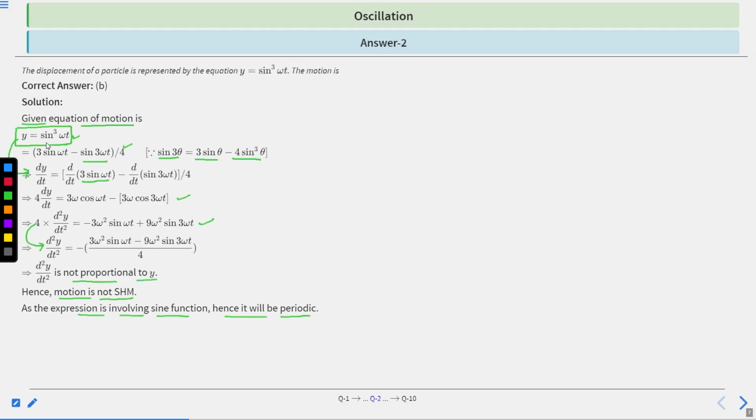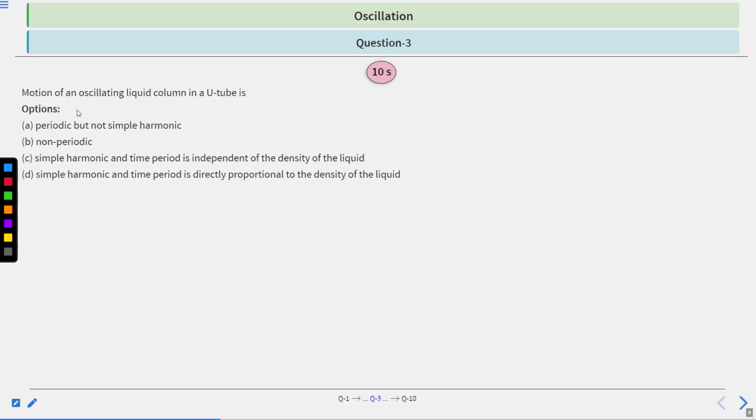Next question, question 3. Motion of an oscillating liquid column in a U tube is: Option A, periodic but not simple harmonic. Option B, non-periodic. Option C, simple harmonic and time period is independent of the density of the liquid. And option D, simple harmonic and time period is directly proportional to the density of the liquid. So, which option is correct? You have 10 seconds to solve this question. After 10 seconds, we will provide the solution.